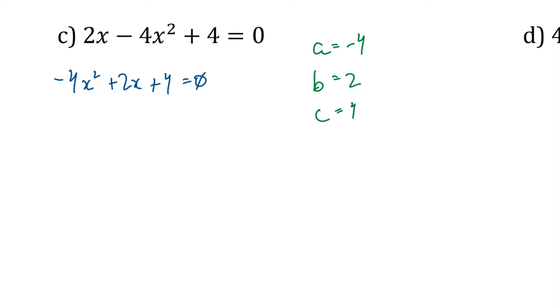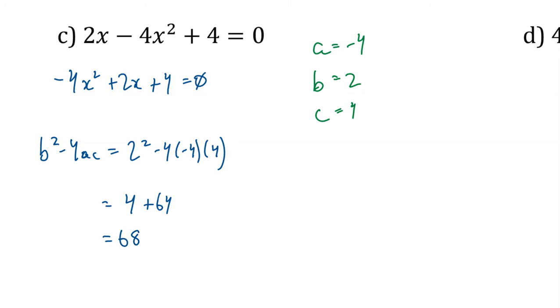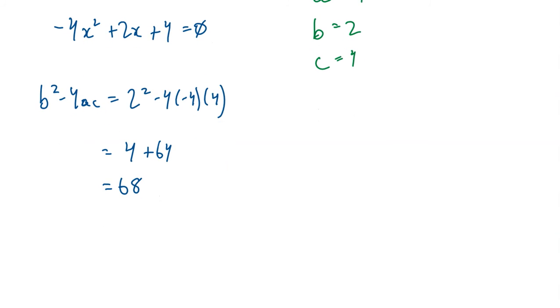Okay, so we'll demonstrate and we'll do b squared minus 4ac equals 2 squared minus 4 times negative 4 times 4. So I already see that I got two negatives, which is a positive, so I'm going to be adding. So I'm not going to get a negative. Holy cow, we got a lot of 4s here. 4 times 4 times 4 is 64, which is 68. Which is not a perfect square.